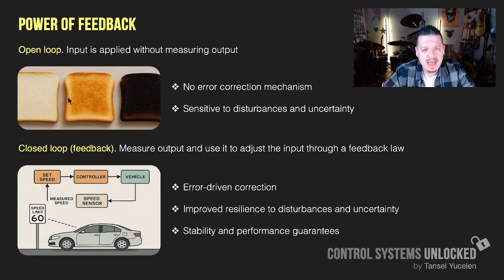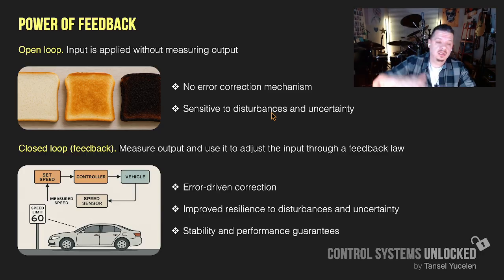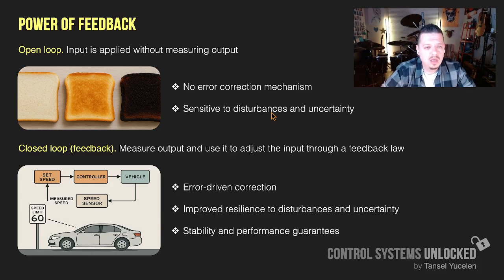So basically your output, what you are going to get, is sensitive to disturbances and uncertainty, in this case taking the toaster from room temperature and pressure to the top of the mountain. Because in an open loop system, there is no error correction mechanism. You just adjust your timer, that's it. You don't measure the output. And with some experience, you may get the desired toast, or may not if you have a different environment.